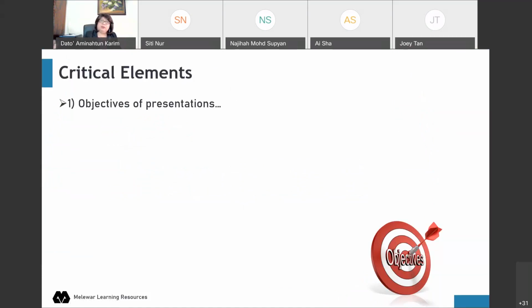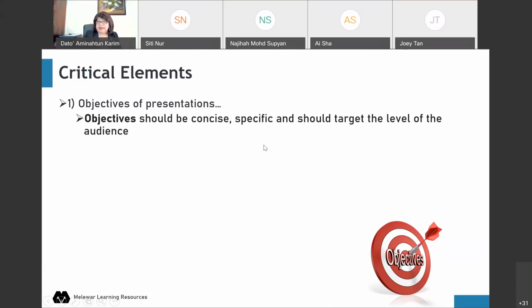Because how can you make a presentation when you don't know what it is you want to do? Now, a simple one, like you want to tell your parents that you want to get married. What is the objective? The objective is to convince them to allow you to marry. So that is the objective of your presentation. So objectives must be concise, specific and target the audience, in this case your parents. In the other case, your boss asks you to present to bankers. Your audience are the bankers. So you have to make your objective clear.